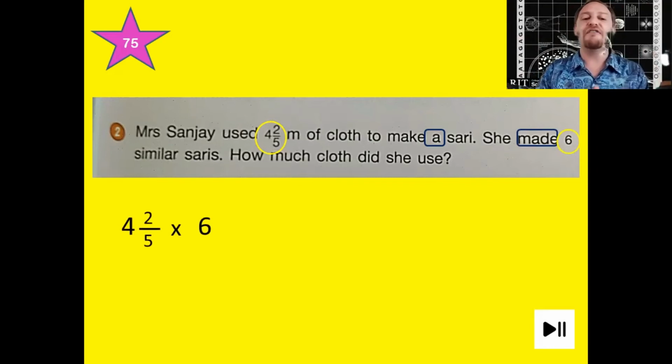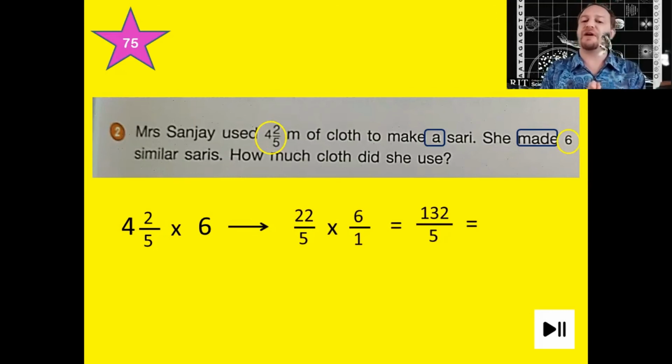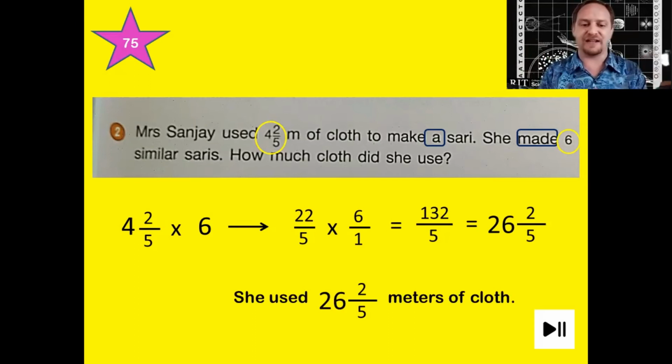So now we have 4 and 2/5 multiplied by 6, don't we? Okay, let's simplify that. So we'll turn 4 and 2/5 into 22/5 multiplied by 6/1. And that gives us 132/5. Okay, so now we need to divide 132 by 5, which gives us 26 with a remainder of 2. Okay, so our answer is 26 and 2/5. Our full sentence should read something like this. She used 26 and 2/5 meters of cloth.